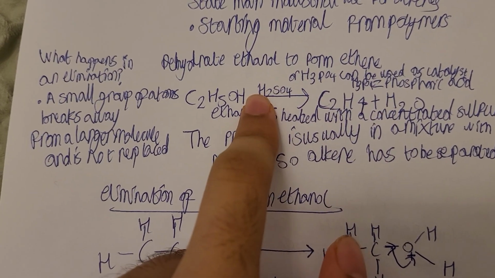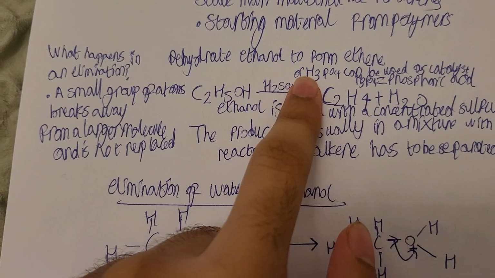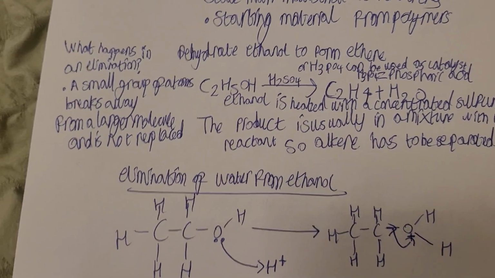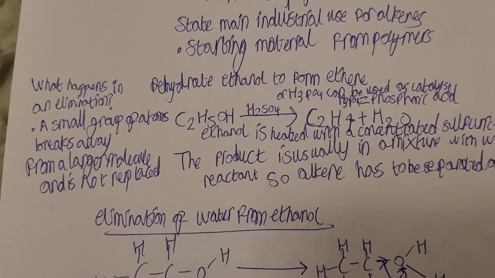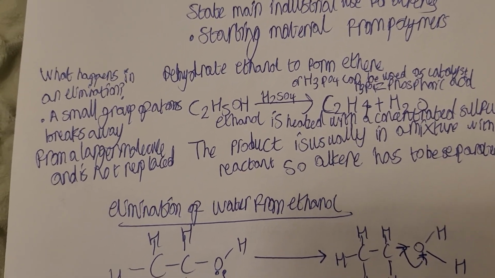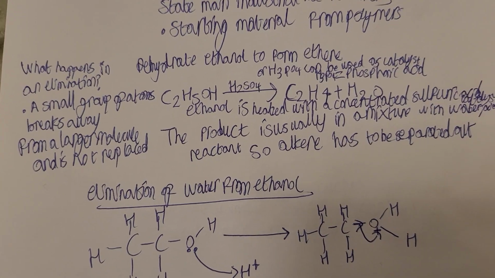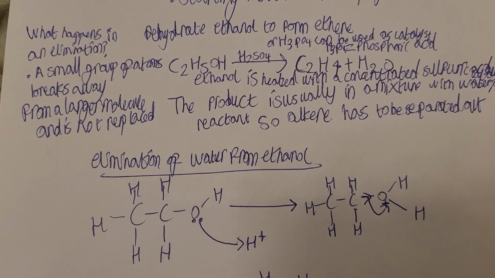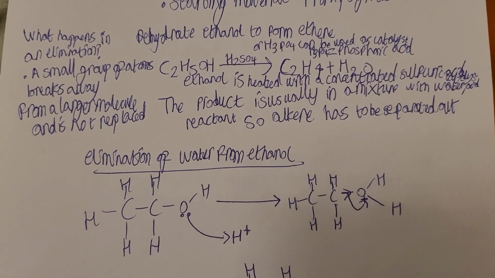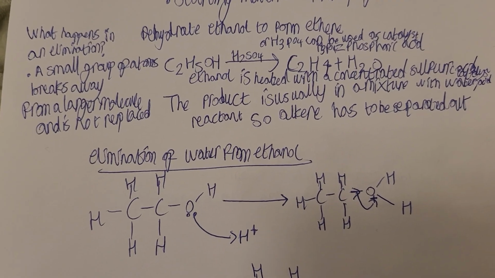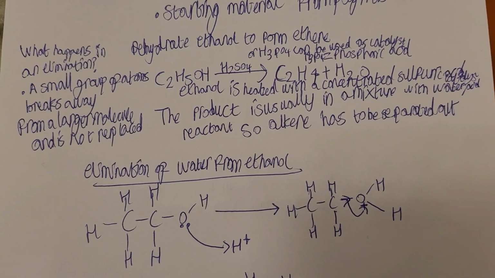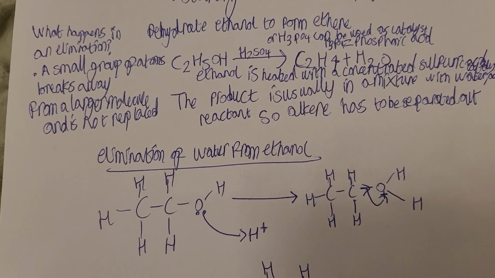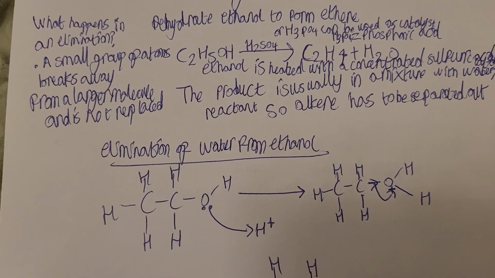Sulfuric acid H2SO4 or phosphoric acid H3PO4 can be used as a catalyst. And most times they're both combined together, so you use both catalysts. So ethanol is heated with concentrated sulfuric acid catalyst. The product is usually in a mixture with water, acid, and reactant, so therefore the alkene has to be separated out. And this is an example of an elimination reaction.